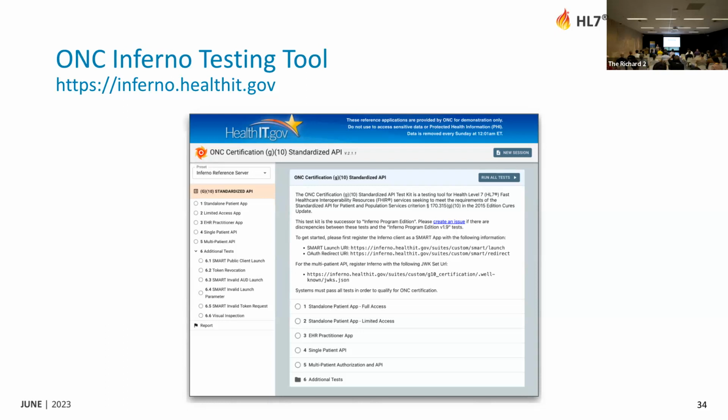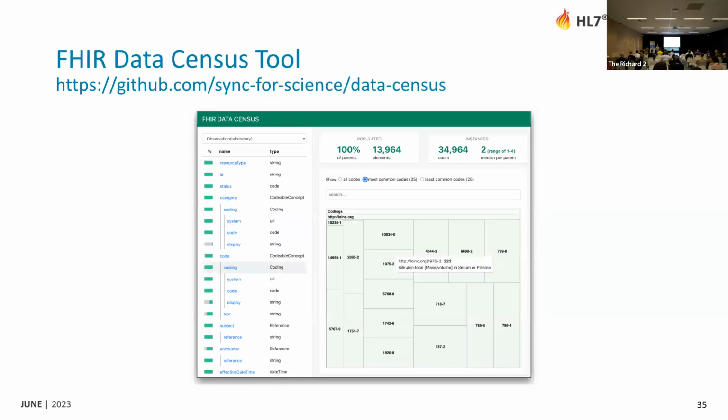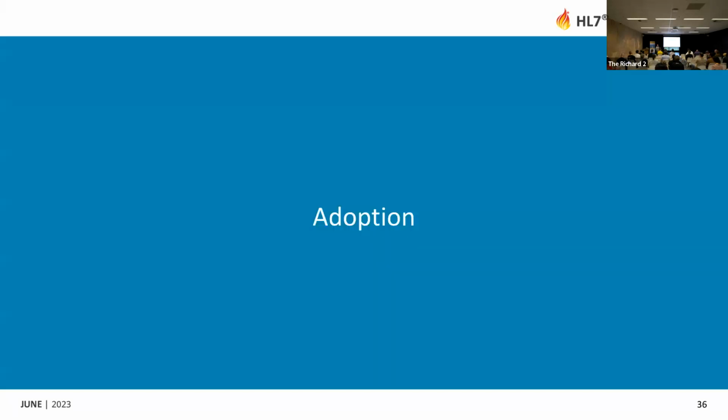So if you're building a server, these tools can really help you make sure your server's fully in compliance with the spec. Another tool that I built last year is a tool I call the FHIR Data Census tool. It's also open source. And this lets you take a FHIR bulk data export and browse it to understand what's in it. So you can see which fields are populated in this particular export. You can see what code systems are used, what terminology systems are used, what code values are used, how many elements are present, how many resources are present. So it's a neat way to visually understand what's in a bulk data export data set.